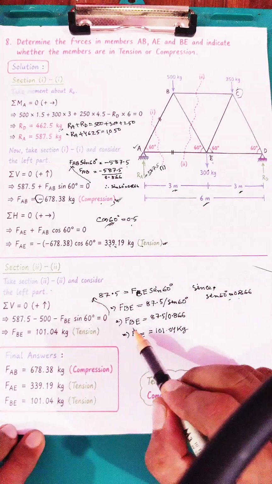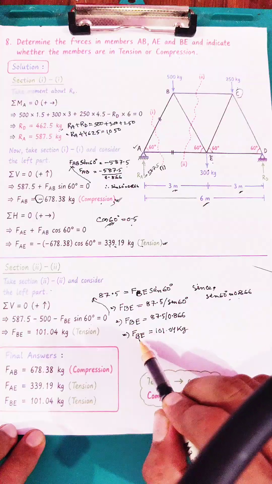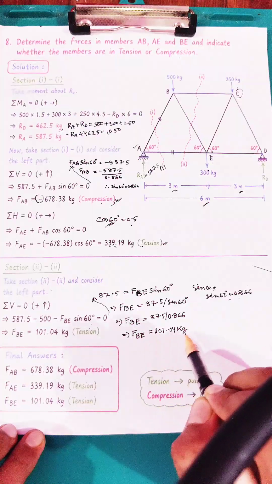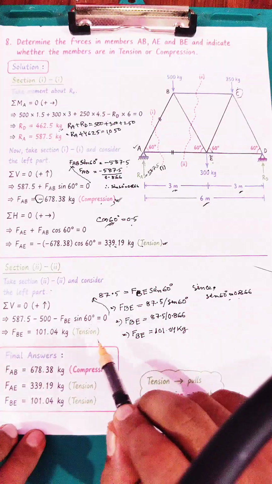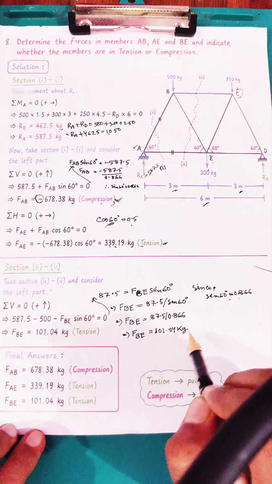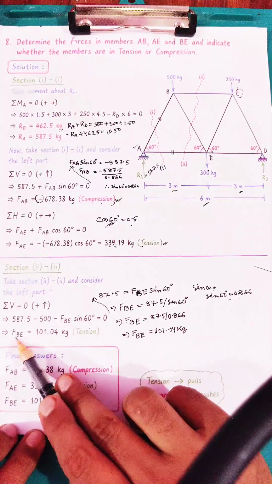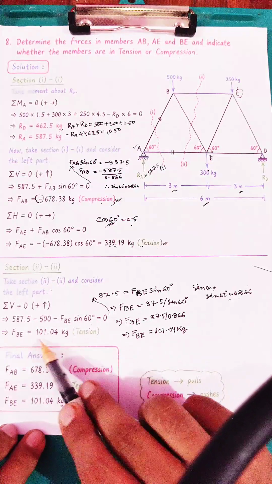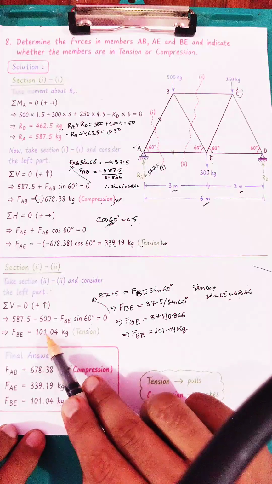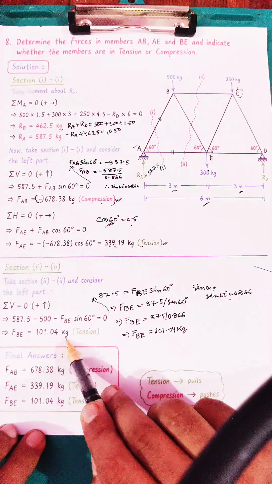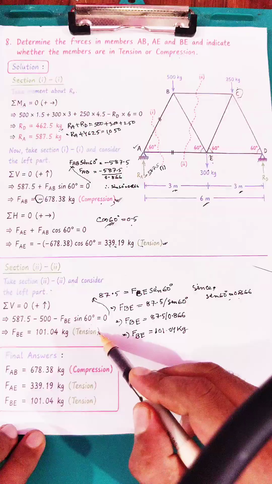Then FBE equals 101.04 kg. The answer is positive in the assumed tension direction. Therefore, member BE is in tension. So FBE equals 101.04 kg tension.